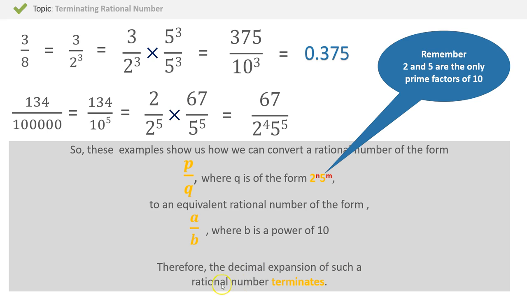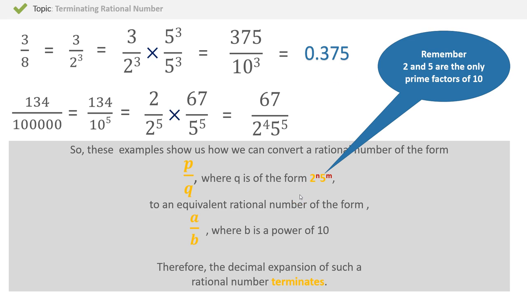Therefore, the decimal expansion of such a rational number terminates. So what it means is, if you have been given a rational number of the form p by q, and you can represent q as powers of 2 and 5 with different exponents, you can then represent that number very easily as a by b, where a replaces p after some modification and b replaces q after some modification, in such a way that b will become a power of 10, and hence the decimal expansion will definitely terminate.